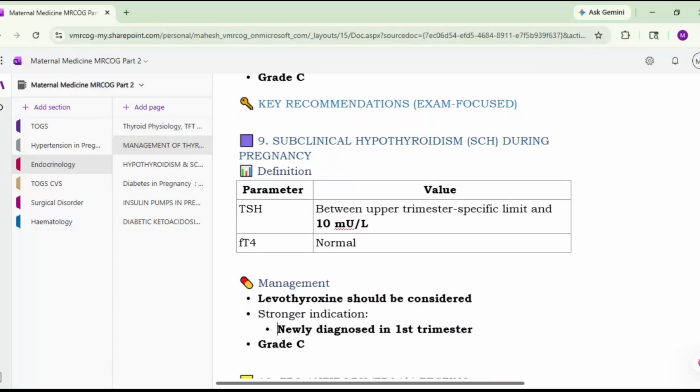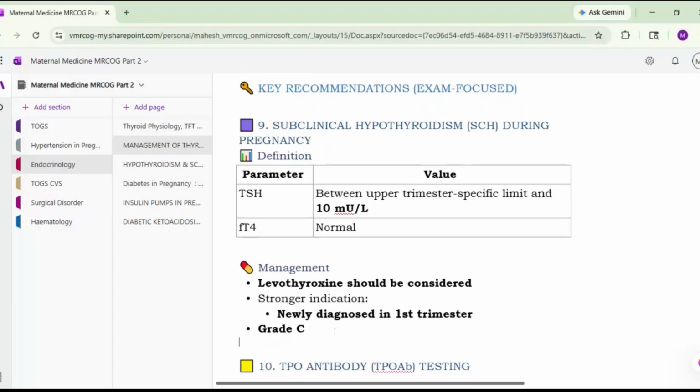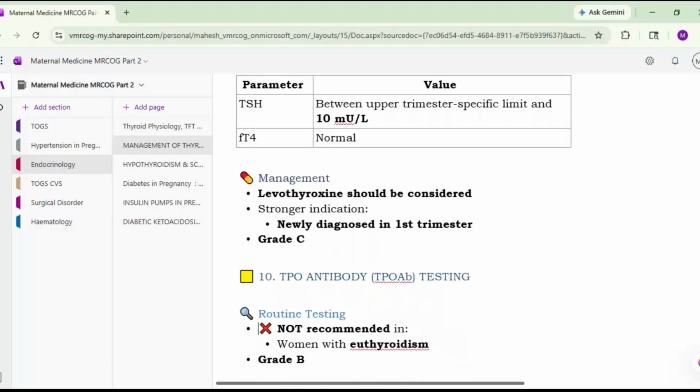Now subclinical hypothyroidism, that means TSH is increased and FT4 is normal. So you have got a TSH which is between the upper trimester specific limit, but up to 10 milliunits per liter, but FT4 is normal. Levothyroxine should be considered in these particular cases, and especially in the first trimester.